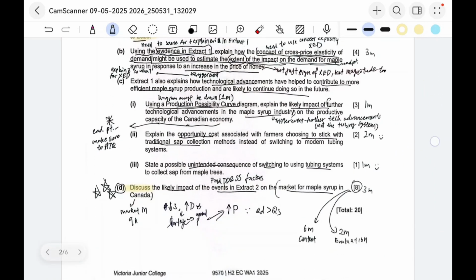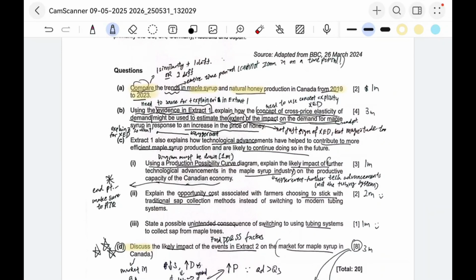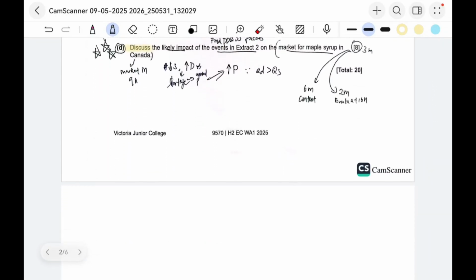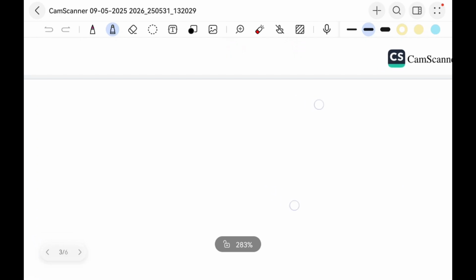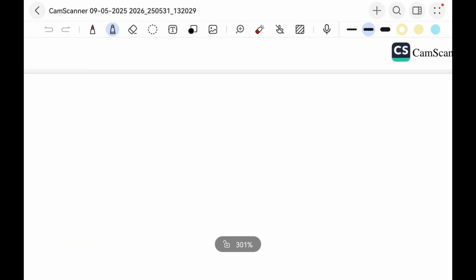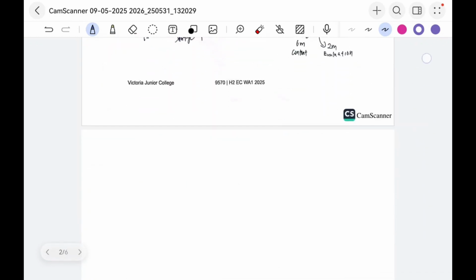So let's go down to the blank page where we can compare. So this is a 2 mark question, so we can compare using 2 points. Each point should give you 1 mark. Okay, so this is for your question A. Yes, question A.